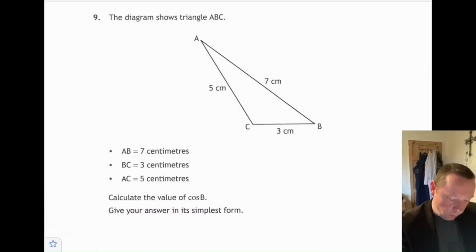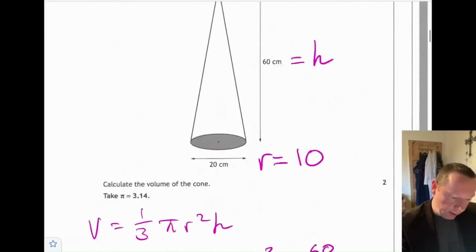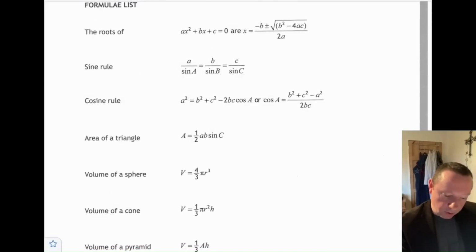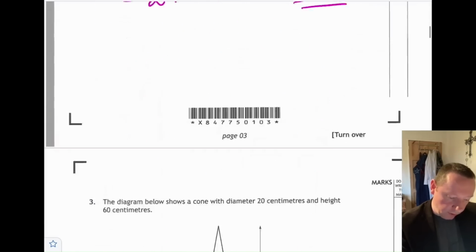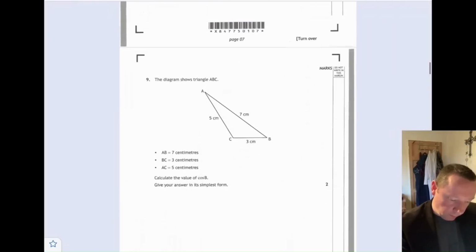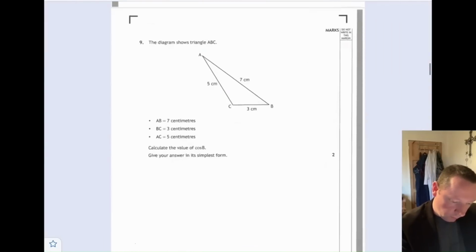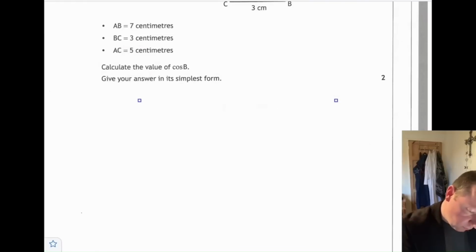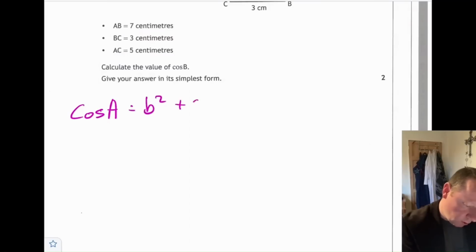Question 9. The diagram shows a triangle ABC. Calculate the value of cos B. Cos B? Trig. Start of the exam paper. Let's go. All the way back. It says the cosine rule, cos A is b squared plus c squared minus a squared over 2bc. Let me just write that down and copy it down for this question. So we're way down at question 9. Usually the cosine rule is written as cos A equals b squared plus c squared minus a squared over 2bc.